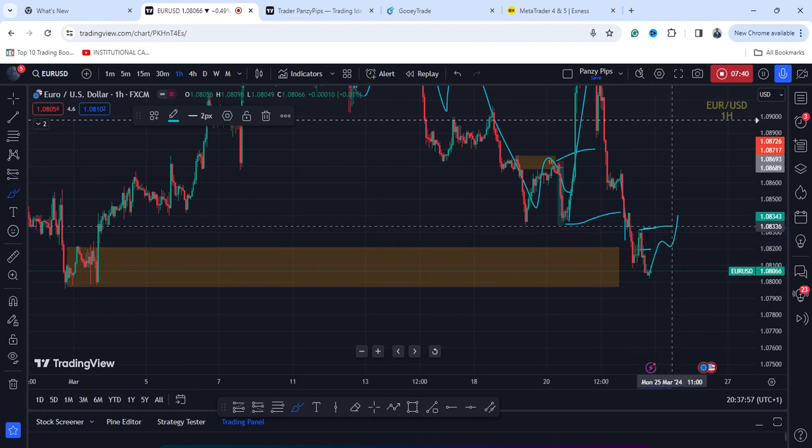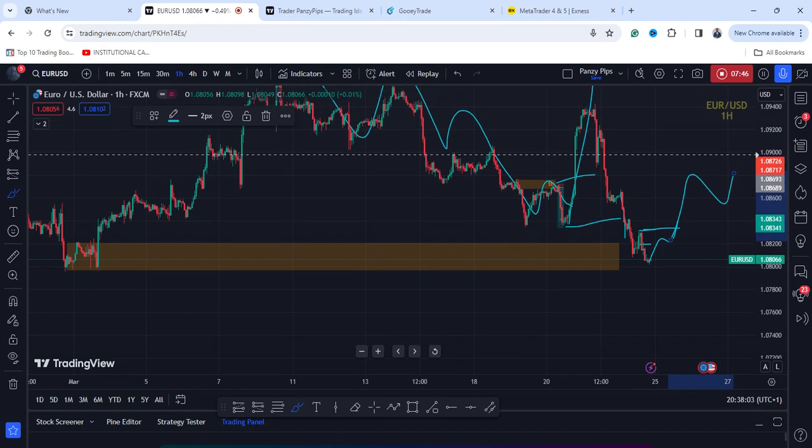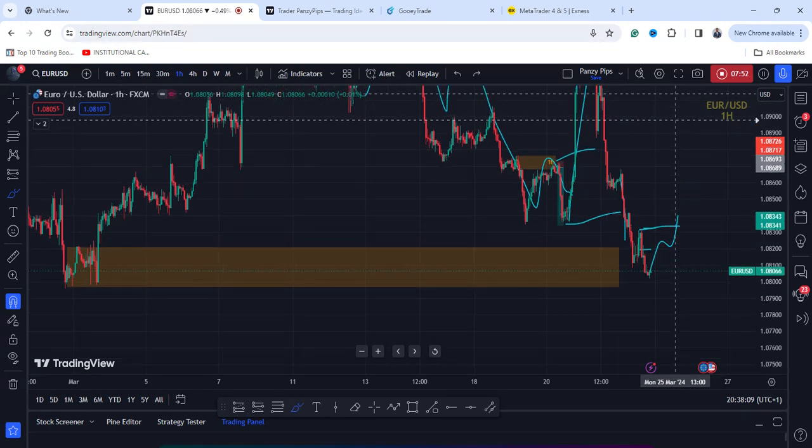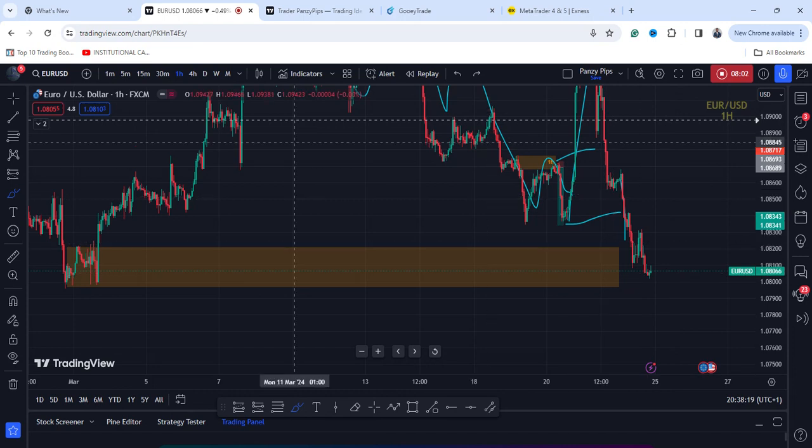If this high is taken out, then by all means we expect to see prices go all the way higher, perhaps into these zones up here, or even this one up here, or even clear it out completely. But for now, if you're to expect any sign of bullishness, the first sign would be from the 1 hour perspective, a break above this level that will confirm bullishness. There's nothing here looking bearish just yet.